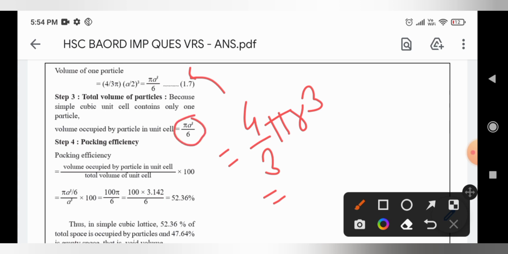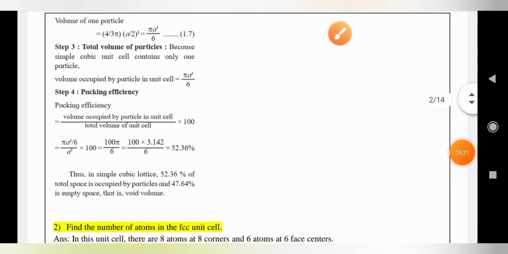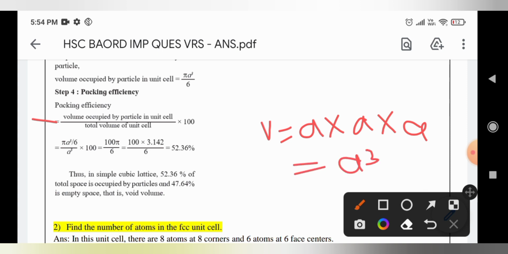What is the formula for packing efficiency? The formula is volume occupied by the unit cell divided by total volume. Volume occupied is pi a cube upon 6, and total volume is a cube, since volume equals length times breadth times height. This gives 52%. So 52% is the occupied space, and 47.64% is the unoccupied space in the cubic system.